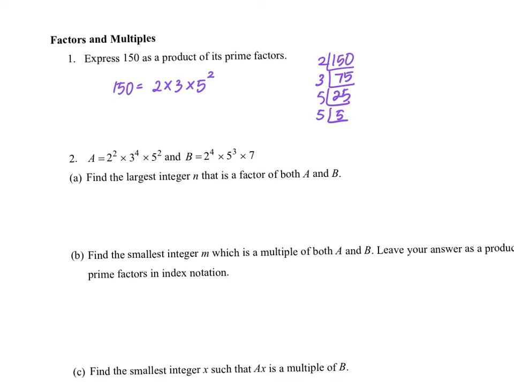Okay, next one, I have these two numbers over here, A and B. The largest integer and factor of both. Largest means highest. Factor of both means common factor. When you find highest common factor, do you choose the largest power or the lowest power? Choose the lowest power. So I have A is 2 squared, 3 to the power 4, 5 squared. B is 2 to the power 4, 5 cubed, 7.